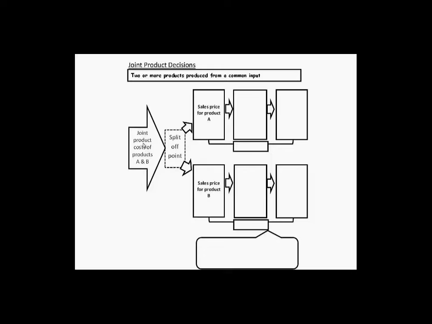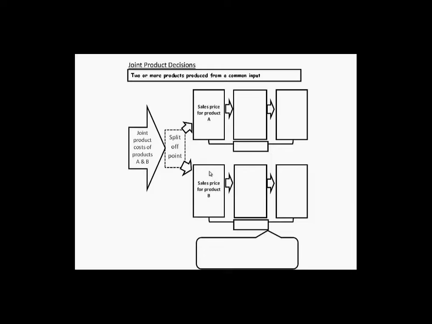Now in this example, I show joint product cost for products A and B. So this is a product that can be split into two separate products, again at the split off point, which would be product A and B. And you can see the representation. We could have a sales price for product A and a sales price for product B.